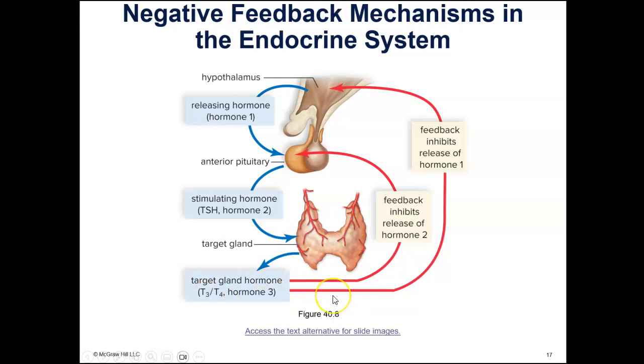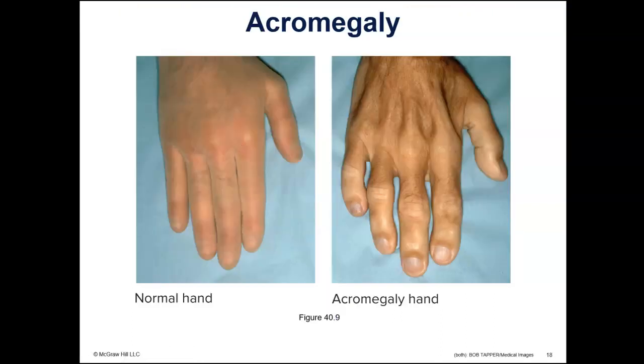And that will cause our metabolism to rise. Now, the feedback is that the more thyroid hormone, the more T3 and T4 in the circulation, that will cause the hypothalamus not to release releasing hormone. Okay, so that's the negative feedback part of it.